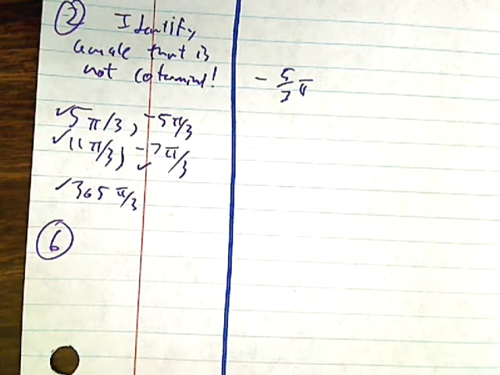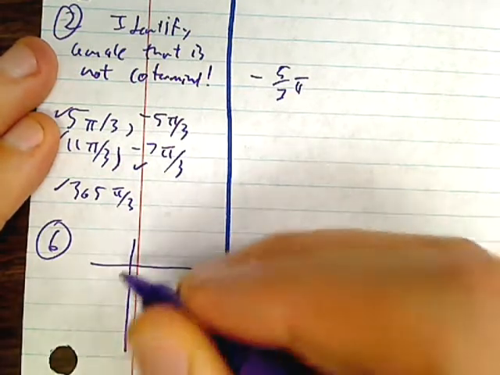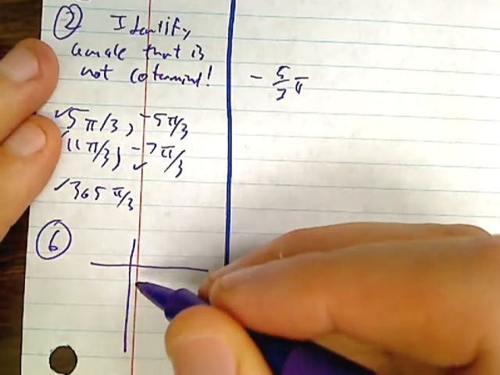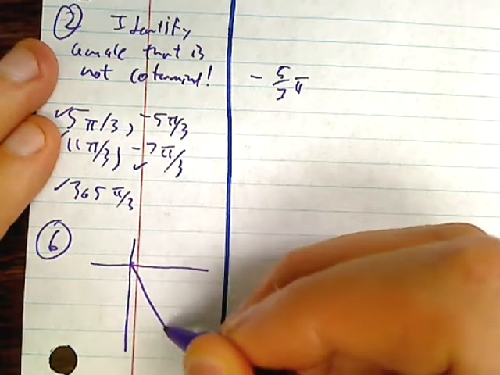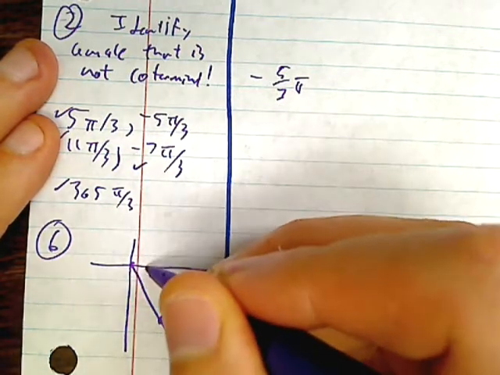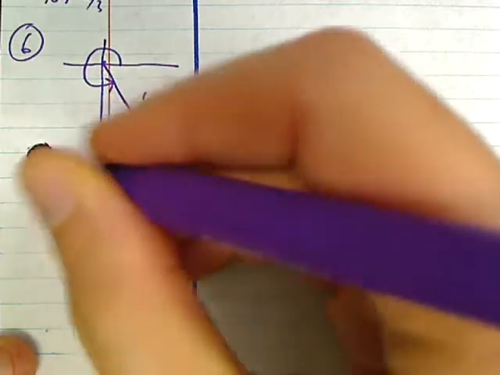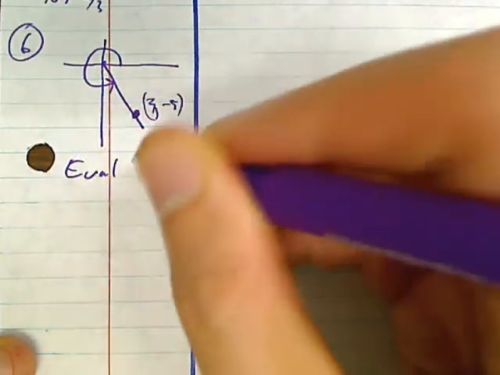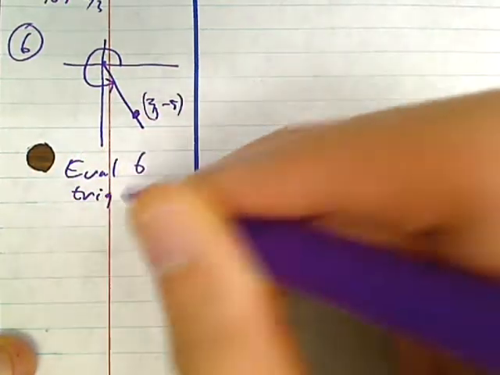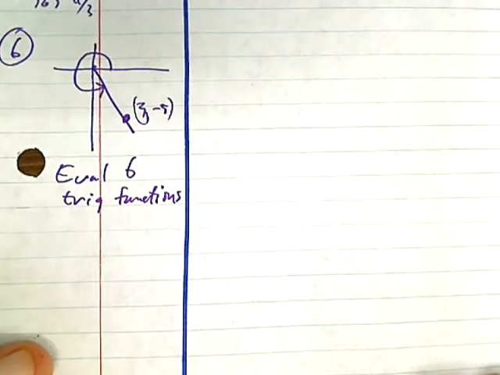Let's try number 6. Number 6, evaluate 6 trigonometric functions of the angle theta. Okay, so here's our angle. The point is 3, negative 5. Evaluate the 6 trig functions. Go ahead, pause.